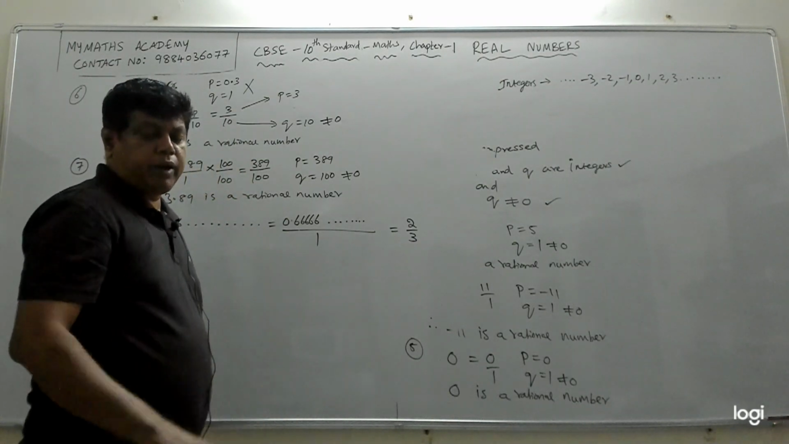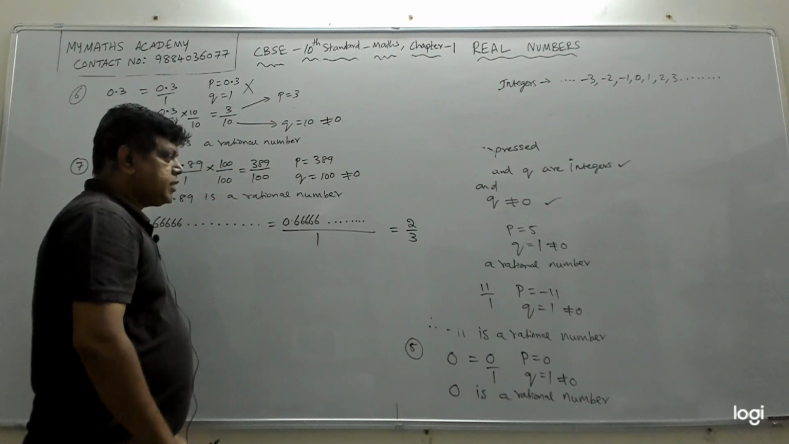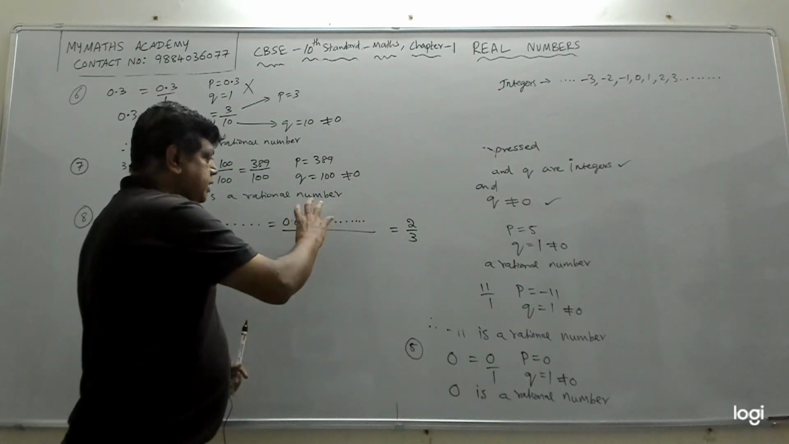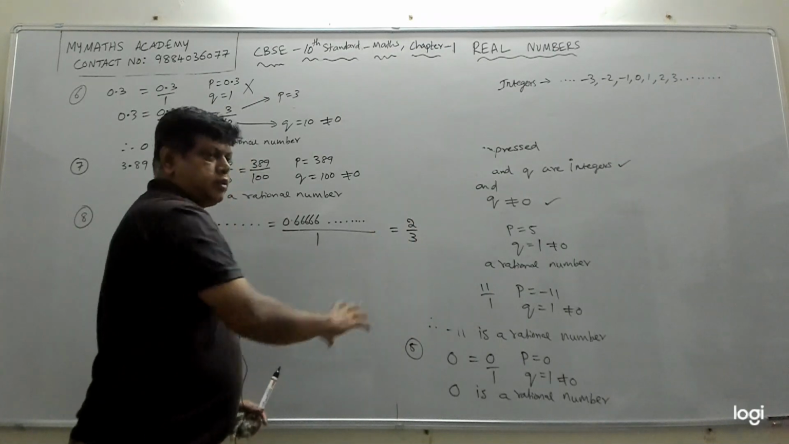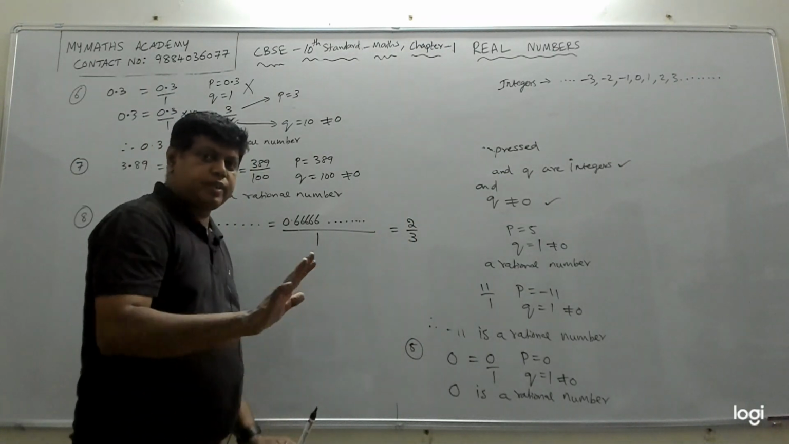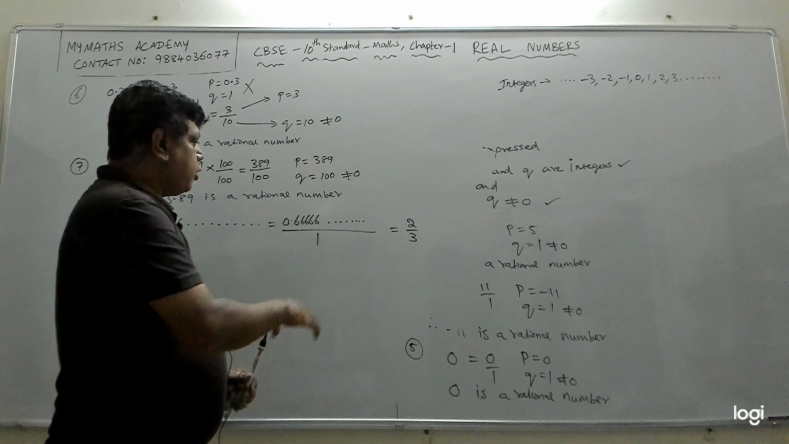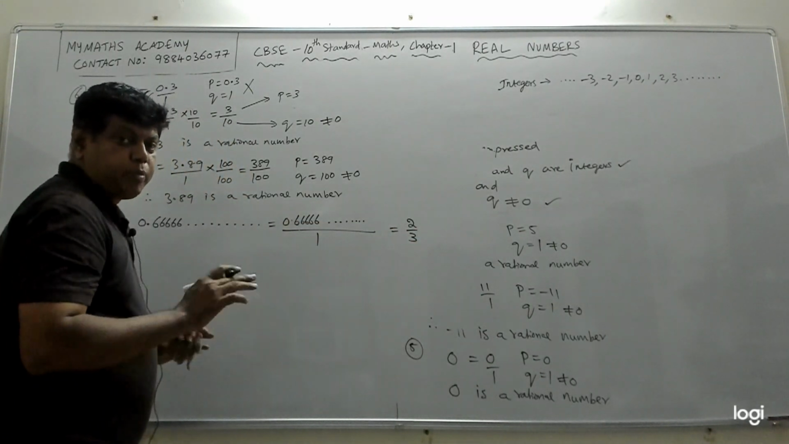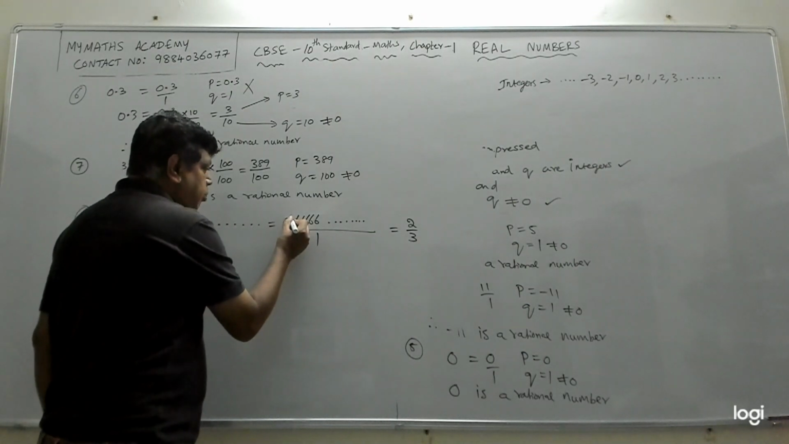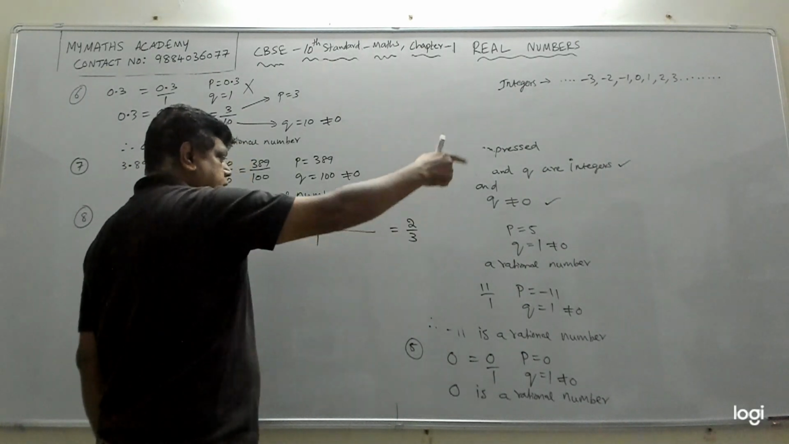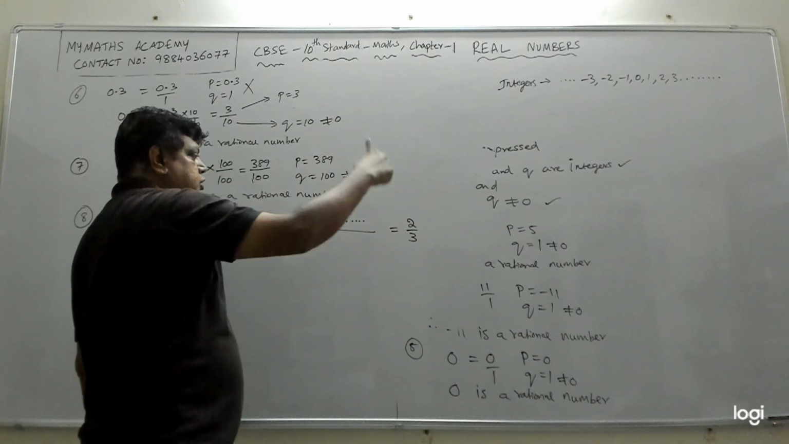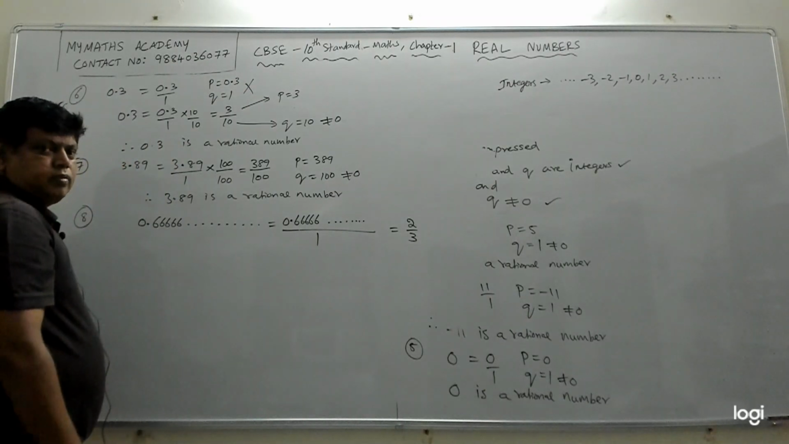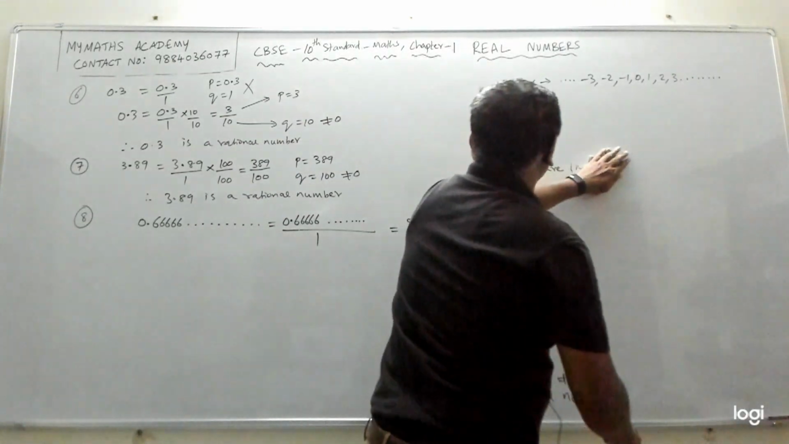So how to convert such numbers to a fraction? I have done it in my 9th standard video. You can check my 9th standard video, in the first chapter, where you will see how to convert this into this. Anyway, that is not required for your 10th standard, so you need not worry about it. But the point I am trying to make here is that the value of 0.66666 dot dot dot, with 6 going on, is 2 by 3, because I can express this number in the form P by Q.